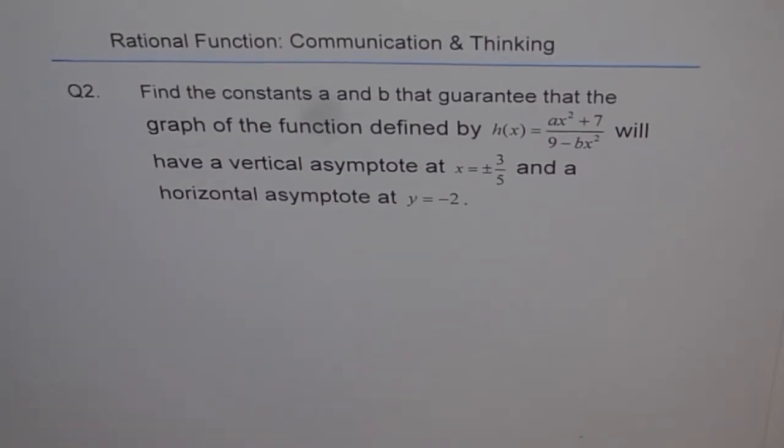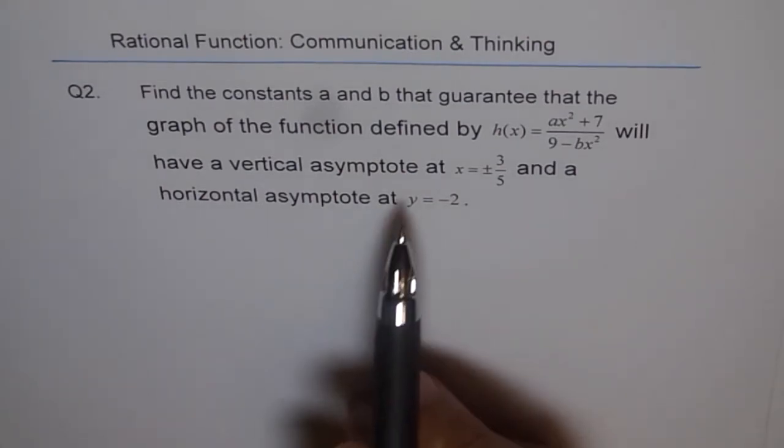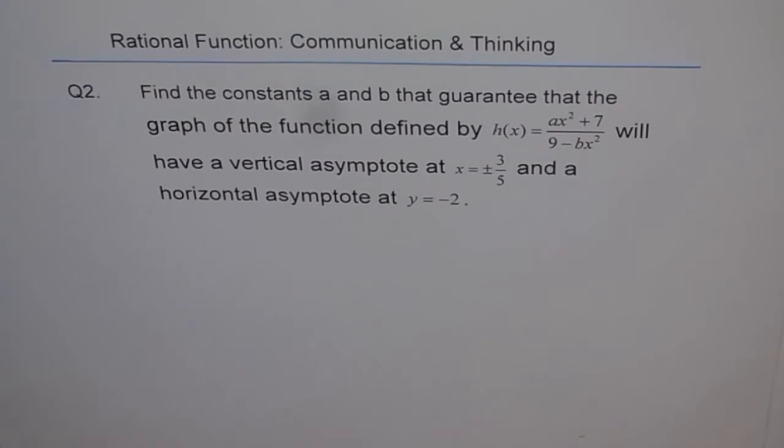Rational function, communication and thinking problem. Question 2. Find the constants a and b that guarantee that the graph of the function defined by h of x equals ax square plus 7 divided by 9 minus bx square will have a vertical asymptote at x equals plus minus 3 over 5 and a horizontal asymptote at y equals minus 2.